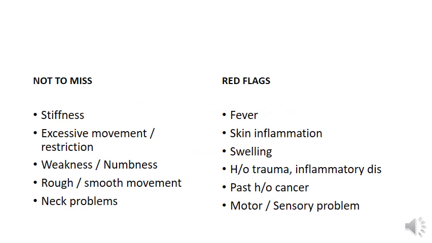Some of the points which you should not miss while doing the shoulder examination is to take the history of stiffness, if there is any excessive or restriction in the movements, any weakness or numbness, rough or smooth movements, and most importantly, the neck problems. When asking the history, don't forget to ask the history of a fever, skin inflammation, swelling, trauma, any history of cancer, and any inflammatory diseases like autoimmune diseases, and any motor or sensory problems.